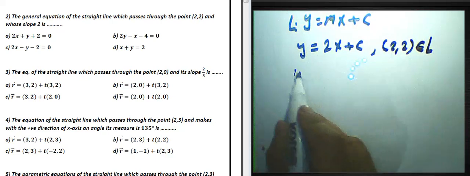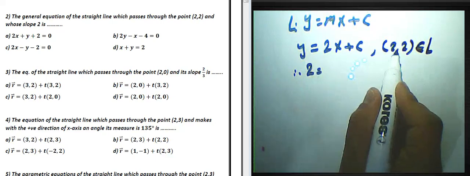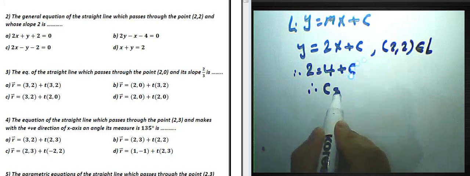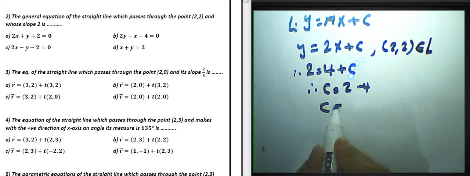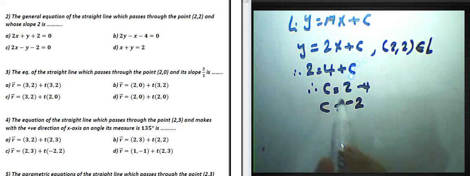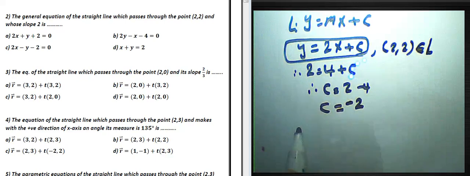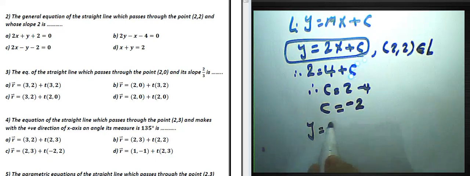Then let y equal 2 and x equal 2. 2 times 2 equals 4. 4 plus constant, then the constant will be 2 subtracted by 4. C will be negative 2. It's the constant. Okay, we got the constant negative 2, so you can write the relation between y and x: y equals 2x minus 2.